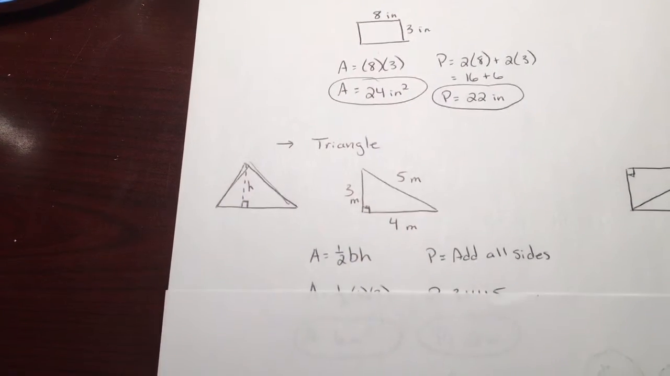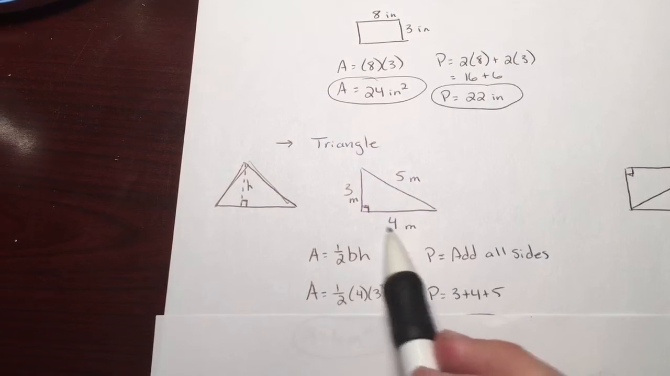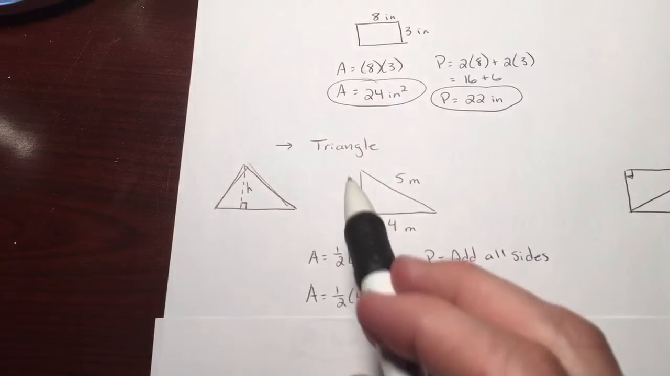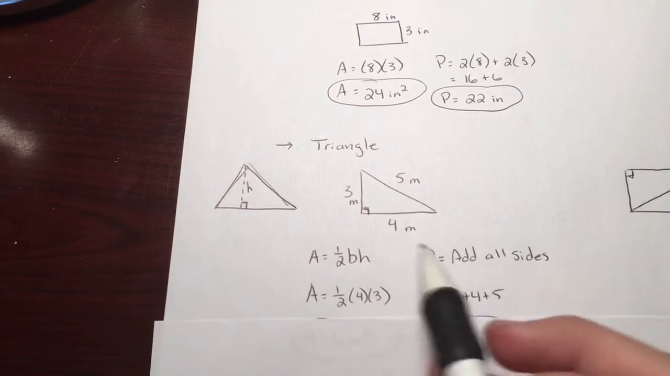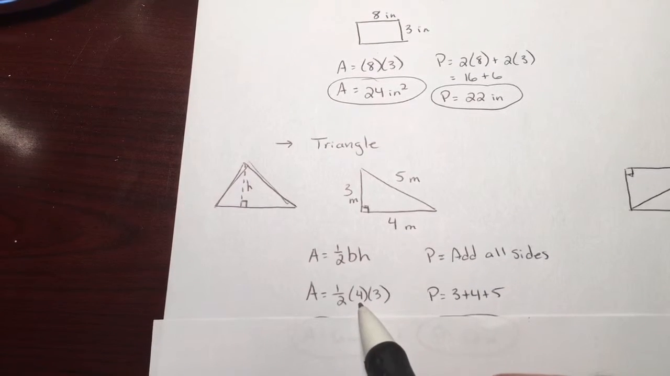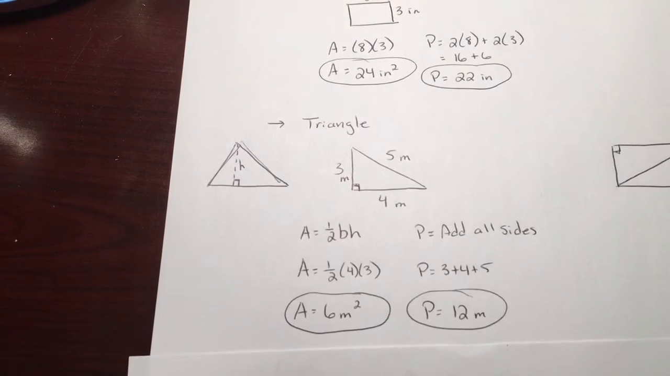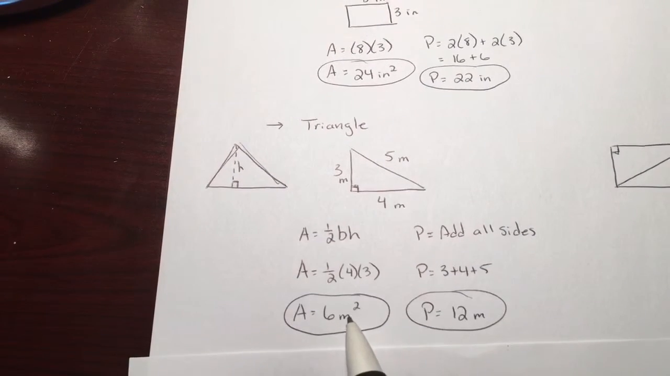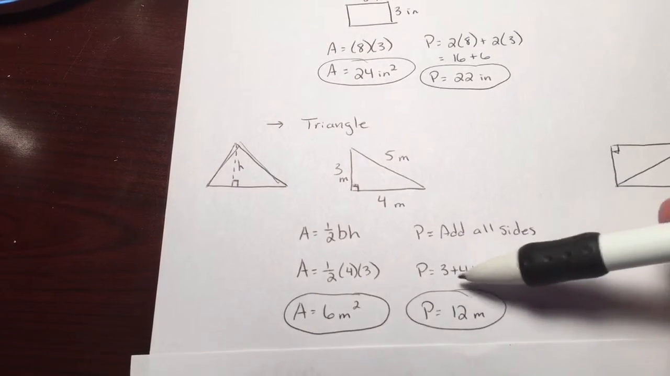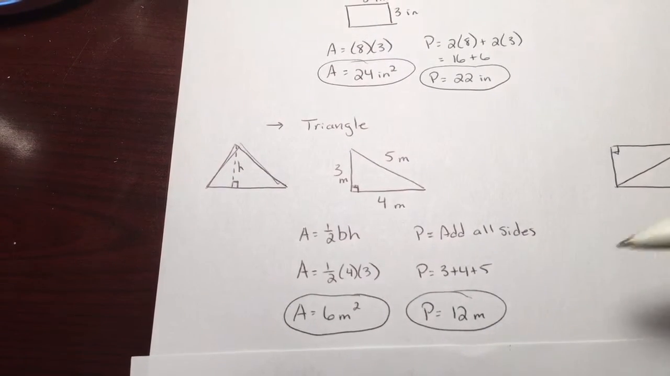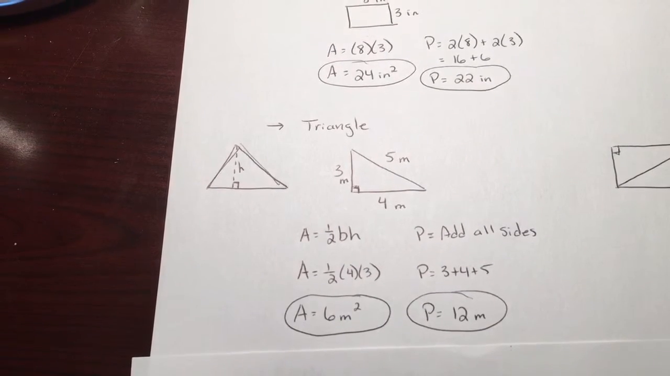All right. And so when we take those numbers, the base 4, the height 3. This is a slant height. We're not using that for area and perimeter, or we're not using it for area. Sorry. So base is 4, height is 3. 4 times 3 is 12. Half of that, you get 6 meters squared. Over here, perimeter, add up all the sides, 3, 4, and 5, boom, boom, boom, you get 12 meters. Again, perimeter is not getting squared, only area gets squared.